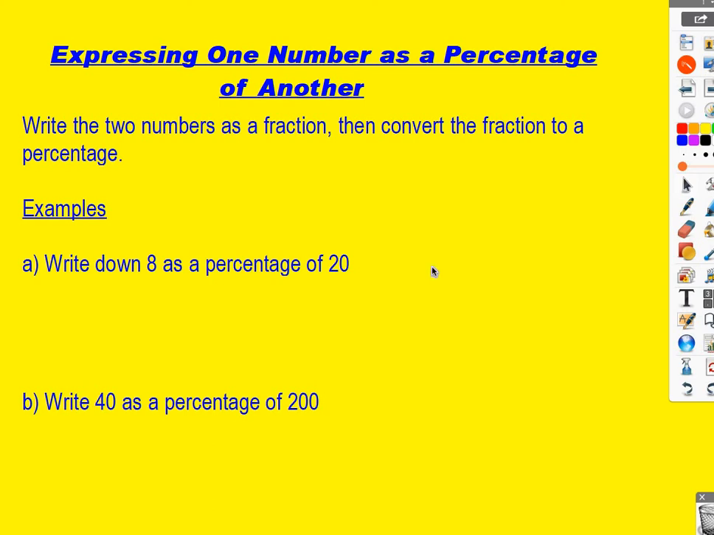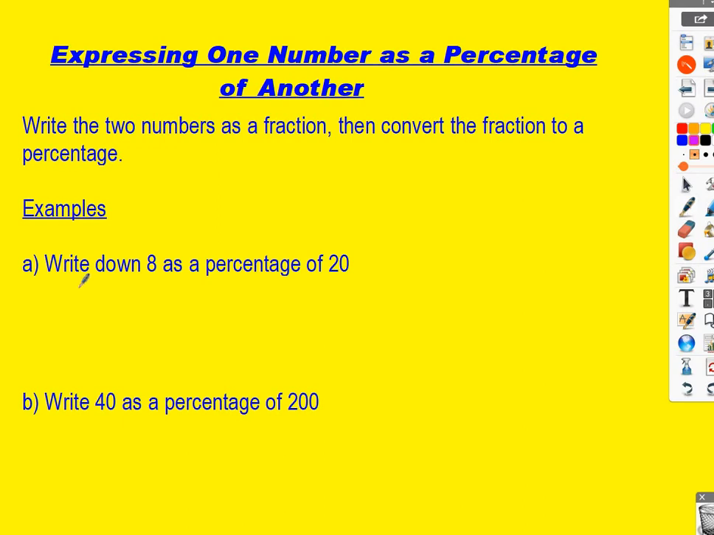Today's lesson we're going to have a look at expressing one number as a percentage of another number. So to do this, first thing you're going to do is write the numbers as a fraction, and then after we've done that we can convert the fraction to a percentage. So two examples on the screen here. First one, write down 8 as a percentage of 20.